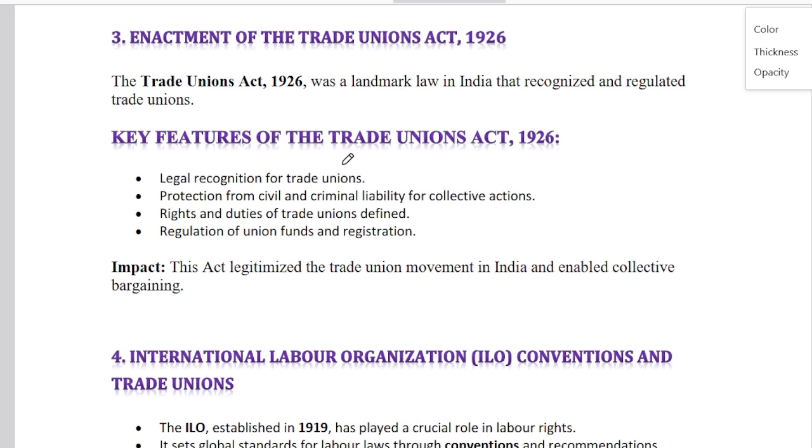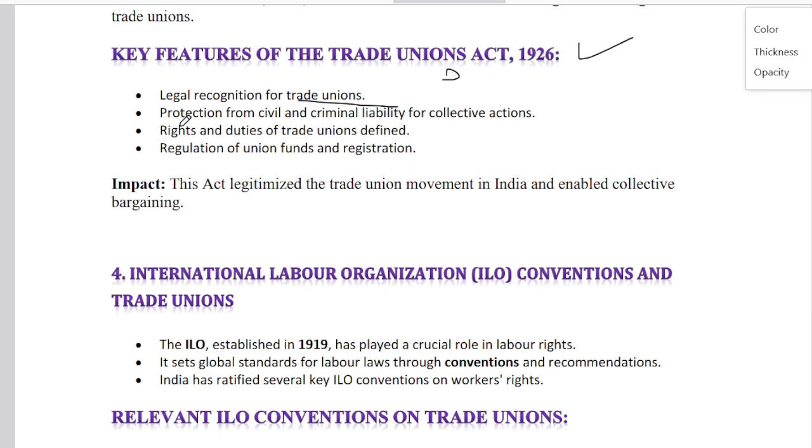The key features of the Trade Union Act of 1926: as we already said, legal recognition for trade unions. As workers, they should have legal unions for strikes, lockouts or processions. For all that, they should have proper unions to let them know the scenario and situation that they are going through, with protection from civil and criminal liability for collective actions, and rights.